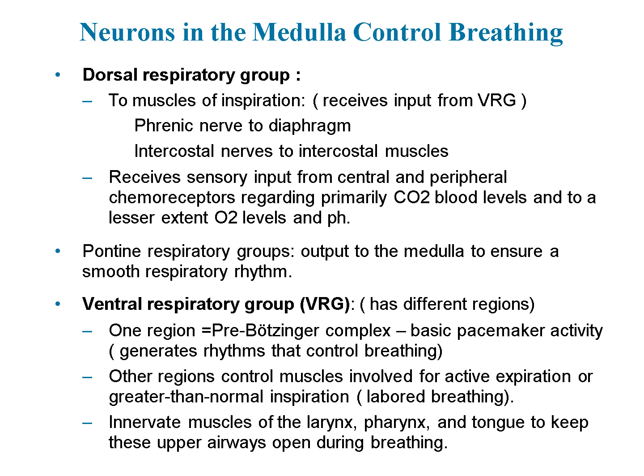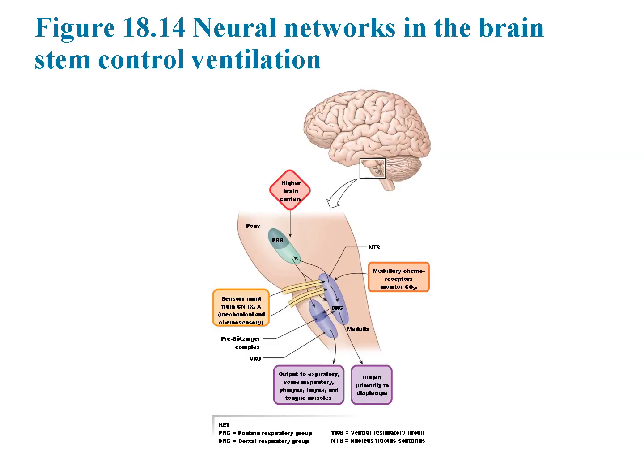Breathing is a highly coordinated process controlled by neural networks in the brainstem. These networks integrate sensory information and generate rhythmic motor signals that regulate ventilation. At the core of this system is the medulla oblongata, where several key structures play a role in respiratory control. The dorsal respiratory group, located in the nucleus tractus solitarius, receives sensory input from cranial nerves 9 and 10.